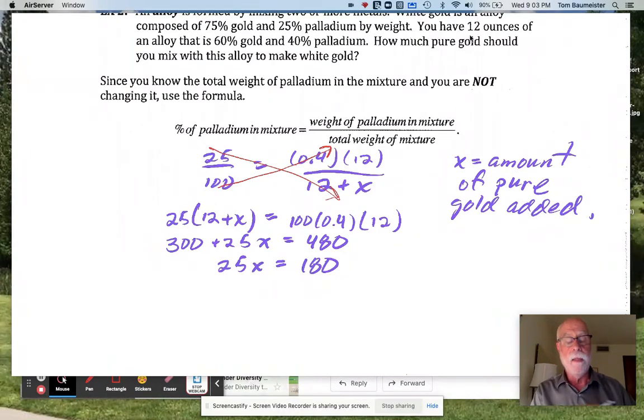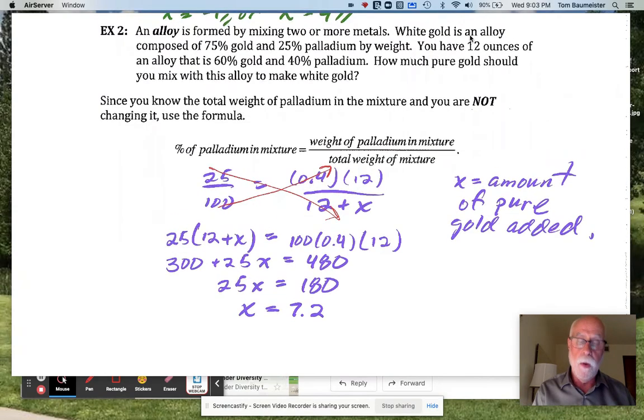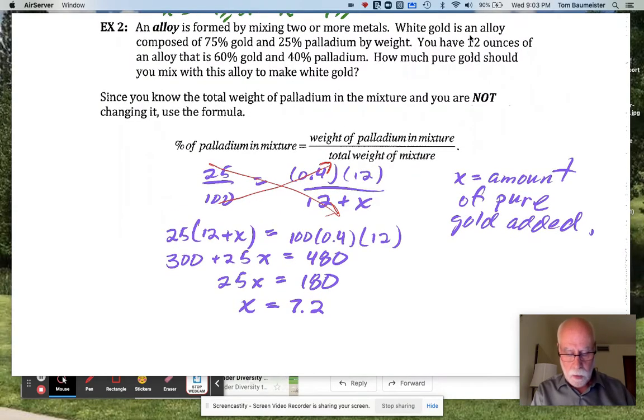And now I'm going to divide by 25. So 180 divided by 25 tells us that the amount of pure gold that we're going to have to add is 7.2. 7.2 what? Looks like we were talking about ounces. So remember, OZ is short for ounces, and that is our answer.